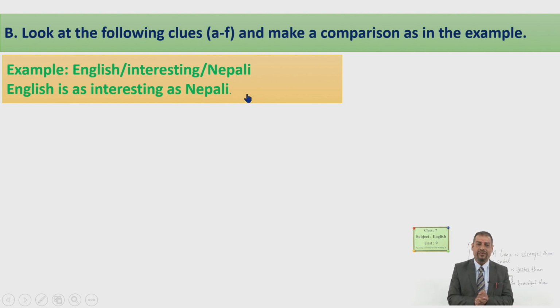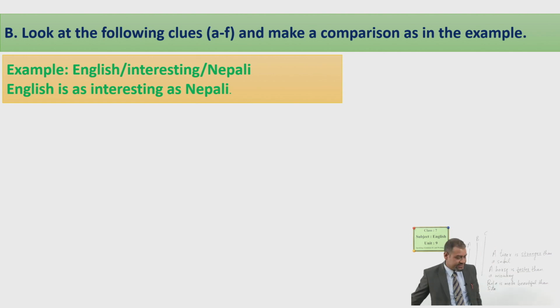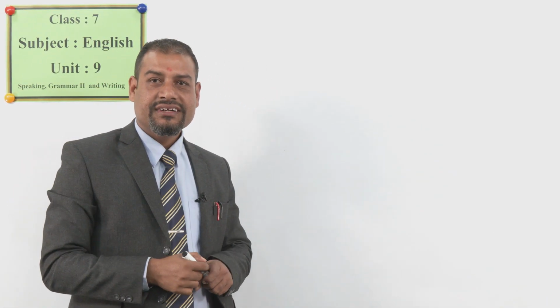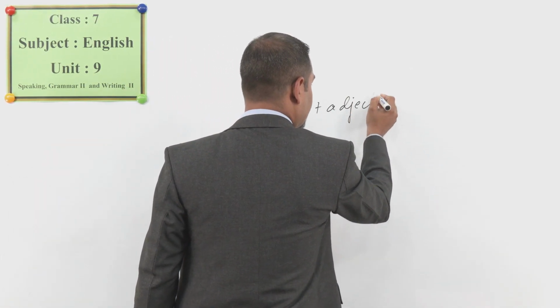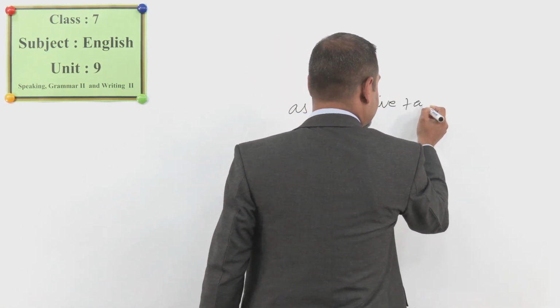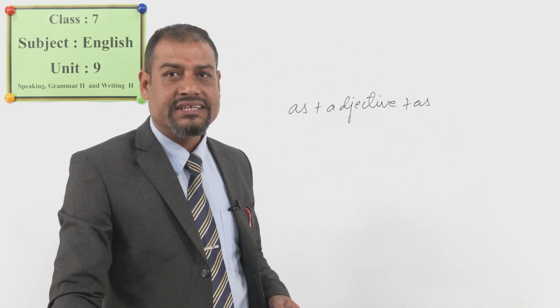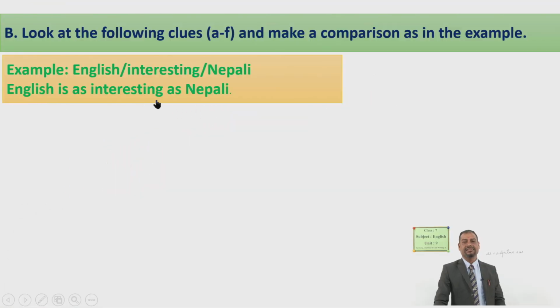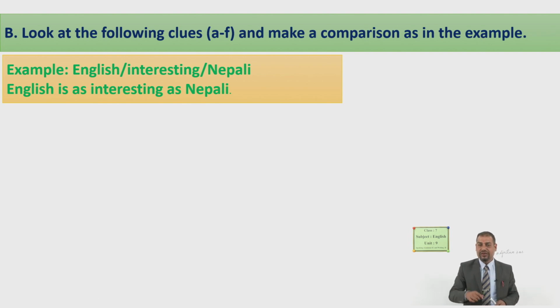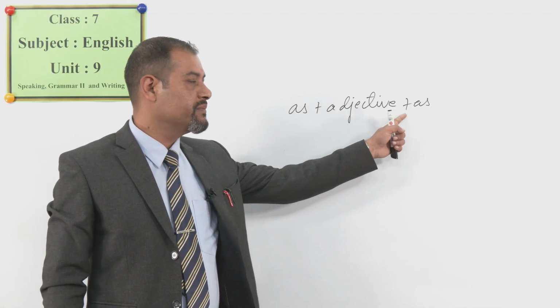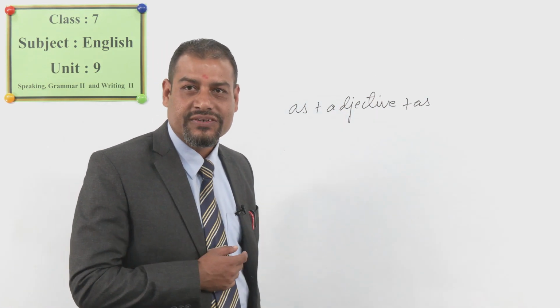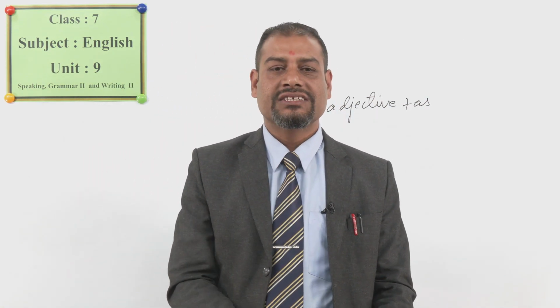Now this is how you have to see. There is another structure. What is that? Can you tell me another structure here? That is, yes, as plus adjective plus as. See, what is the sentence there? Yes, the sentence is, English is as interesting as Nepali. Now we are not using more. We are not adding -er in the adjective. Instead of that one, you have to use this structure, as plus adjective plus as. So is it clear to you? If so, let's practice once again.